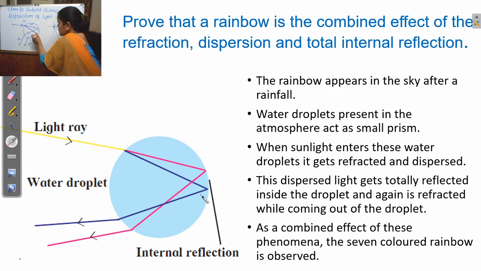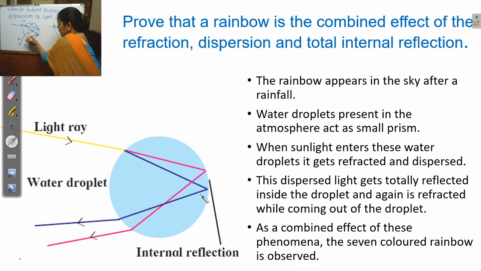Because of lack of space, I draw only 2 colors of this light, but between these 2 colors there are 5 colors also. Red, this is the light ray of red color, and this is for violet color. Understand? So red, then orange, then yellow, green, blue, indigo and violet. And here total internal reflection will occur, and this light ray is reflected from the surface of the droplet.